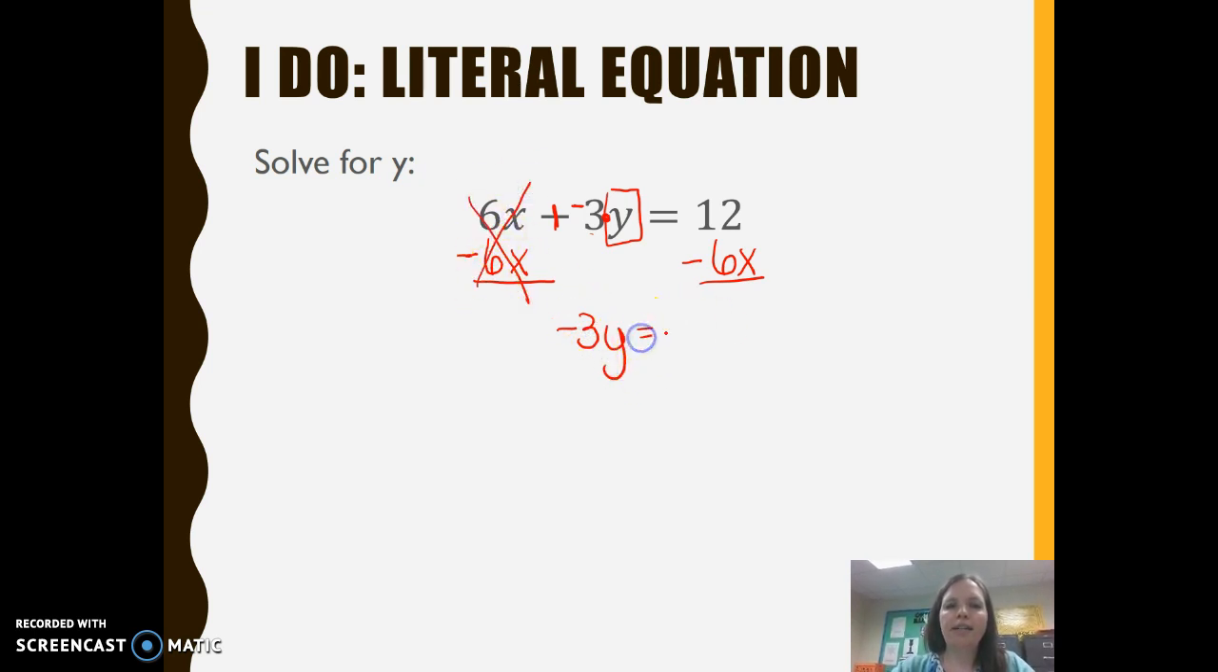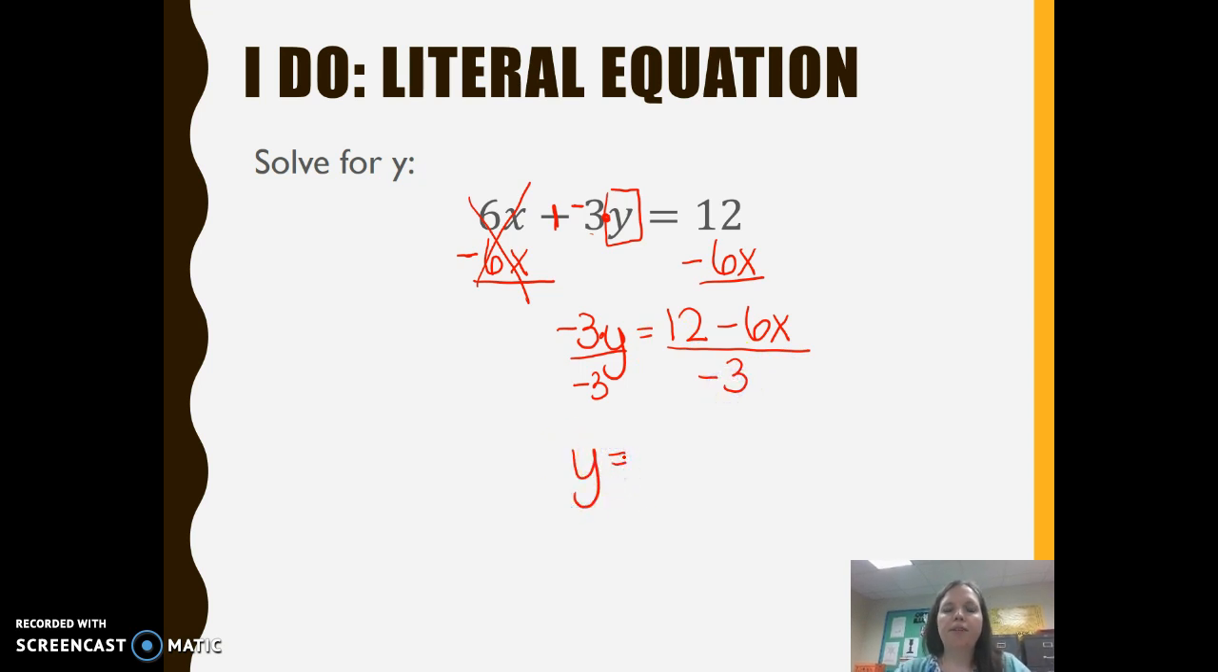On the right side, here's where you've got to make sure you're checking your work and checking your thought process. 12 minus 6x does not combine together because those are not like terms. And with literal equations, we're going to have that process a lot. The last step is we are going to divide to get rid of this negative 3 because it was being multiplied. We're going to get y alone.